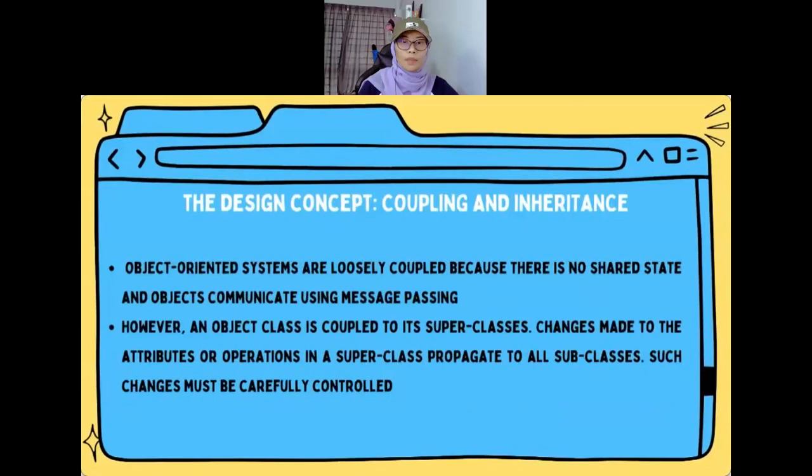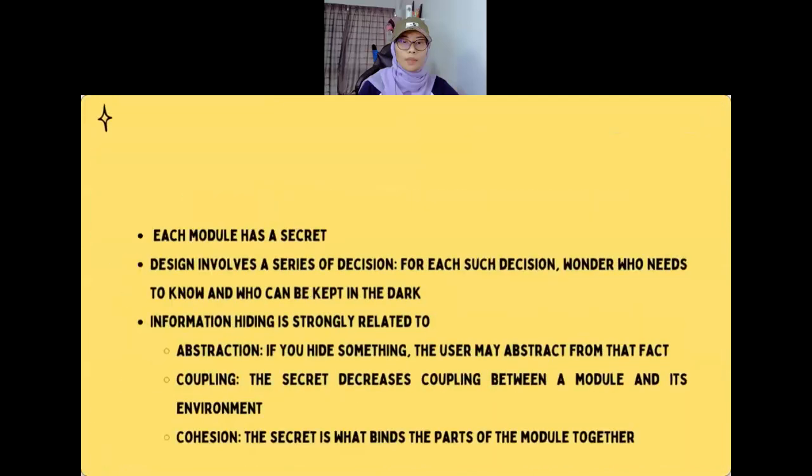Coupling and inheritance. Object-oriented systems are loosely coupled because there is no shared state and objects communicate using message passing. However, an object class is coupled to its superclass. Changes made to the attributes or operations in a superclass propagate to all subclasses. Such changes must be carefully controlled.